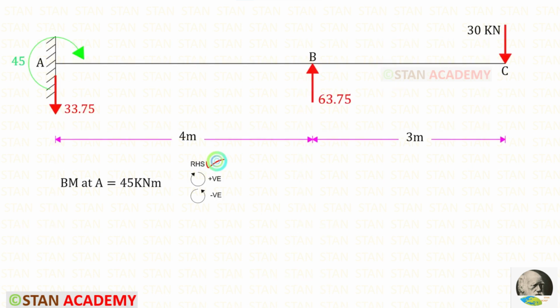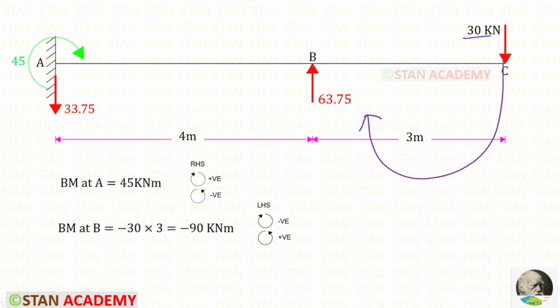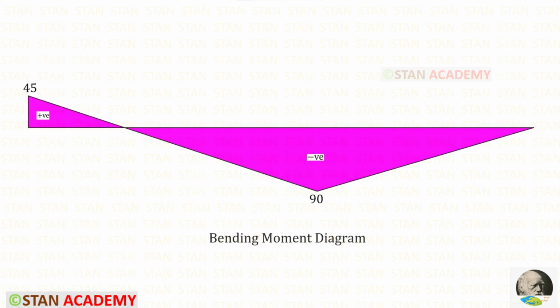Using the right hand side rule, we can find the moment at the point A. At the point A, we have MA, which is acting in the clockwise direction, so that it will be positive. Using the left hand side rule, we can find the moment at the point B. The point load 30 is acting in the clockwise direction, so that it will be negative, and the distance is 3. Minus 30 into 3, we will get minus 90. We have found this already. We know that at the point C, the moment is 0. Here you can see the bending moment diagram.